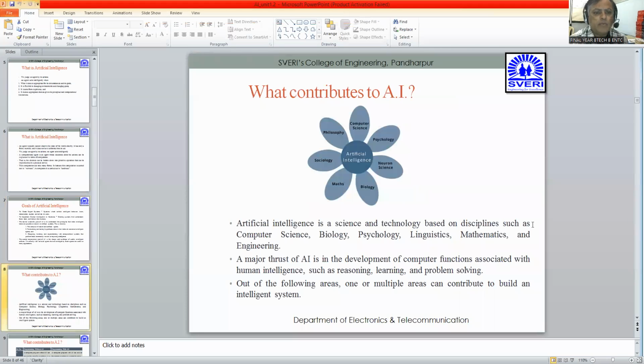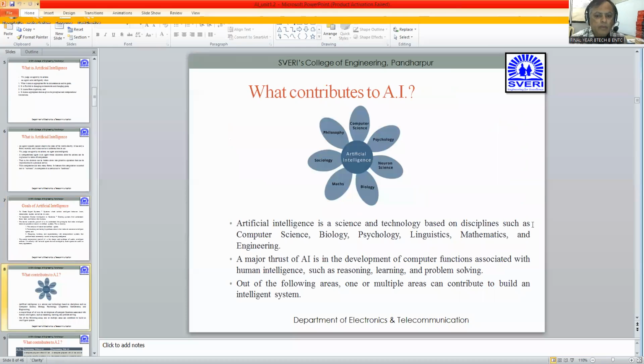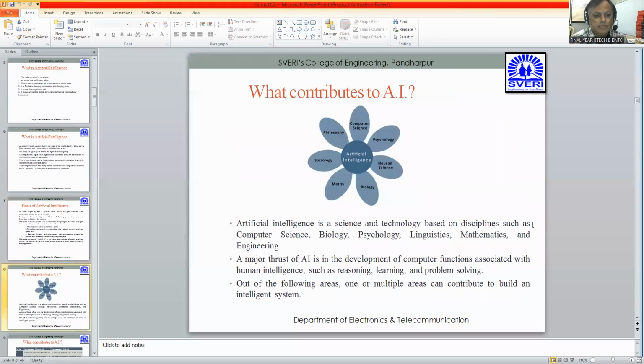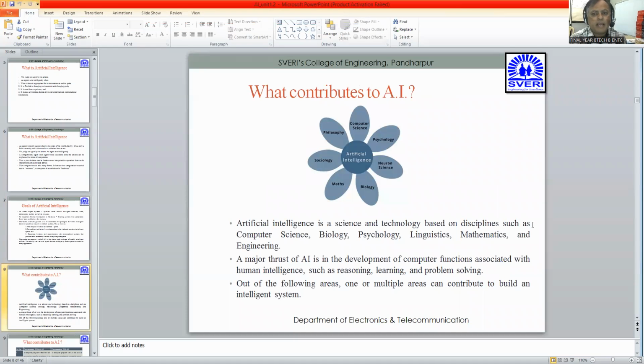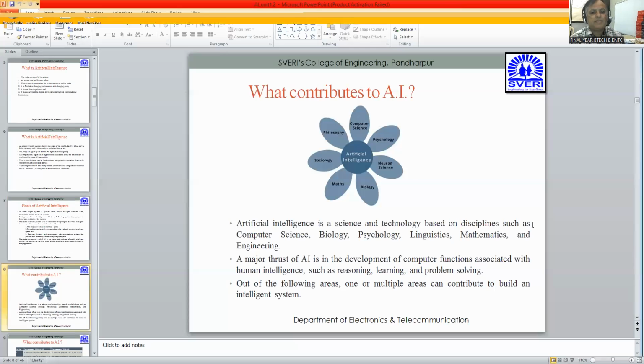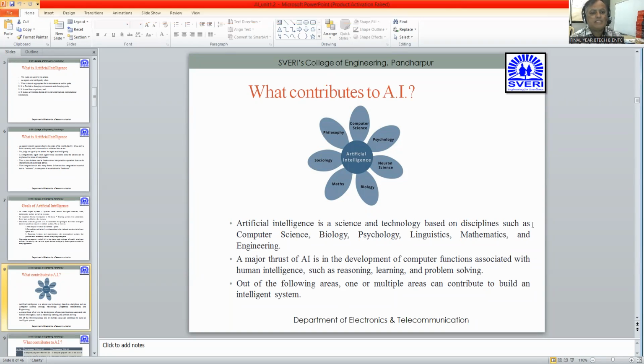We have also seen what contributes to AI. There are different disciplines on which AI is based. That is the best way we can say it. AI is a science and technology based on disciplines such as sociology, philosophy, computer science, psychology, neuroscience, biology, maths, etc.